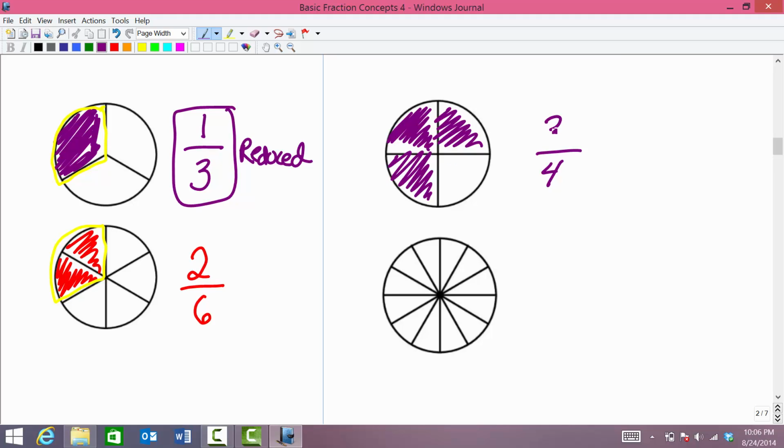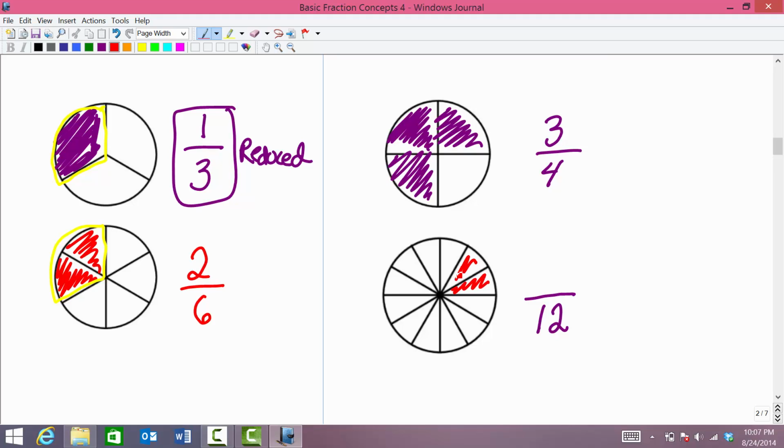So this fraction would represent 3/4. So I've shaded 3/4 of this original circle. Now let's look at this one down here. We have 12 equal pieces, so my denominator will be 12. How many of them would I have to shade to be the same value as 3/4?